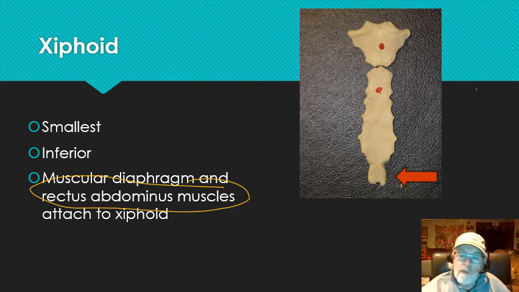So again, looking at that, here's my manubrium. Here's my sternal angle right there, at the second rib. Here's my body of the sternum, and here's the xiphoid. Three parts.